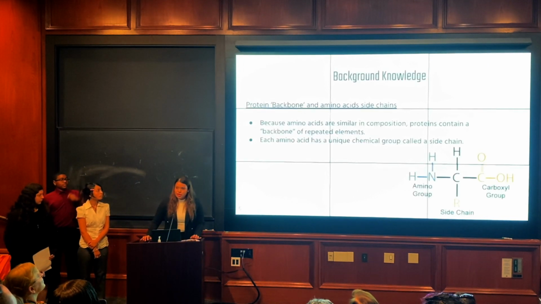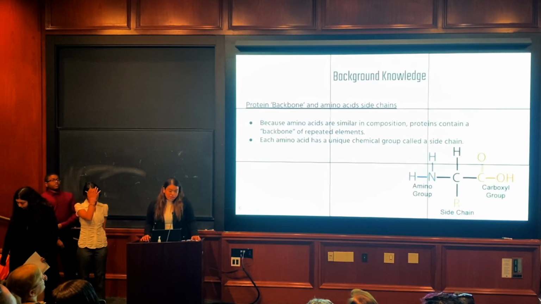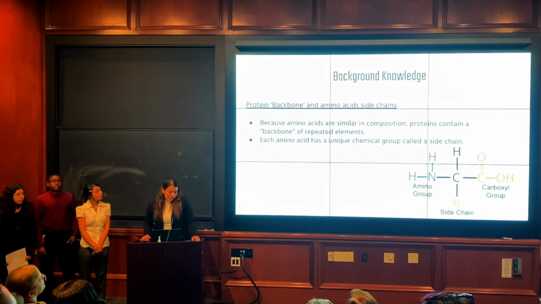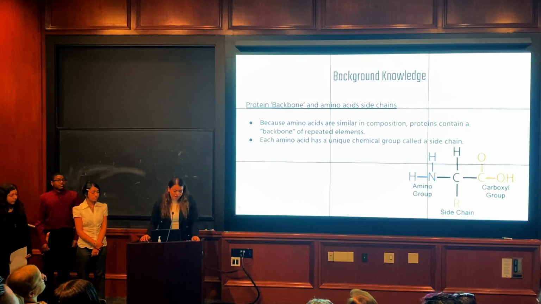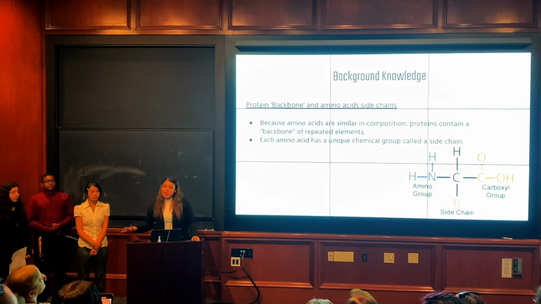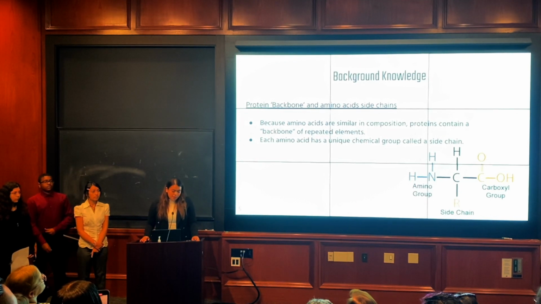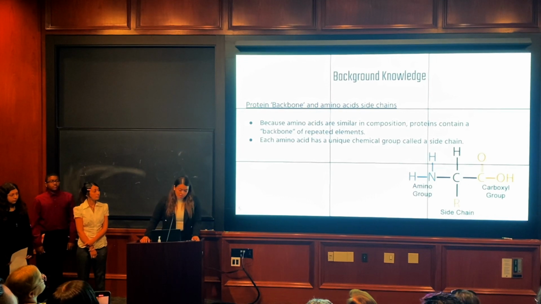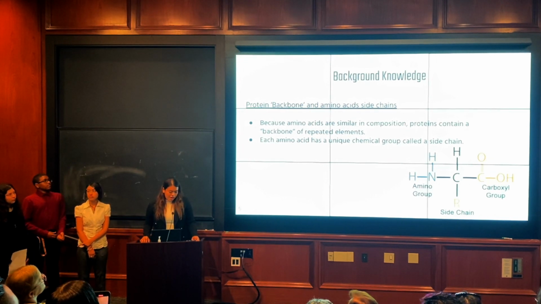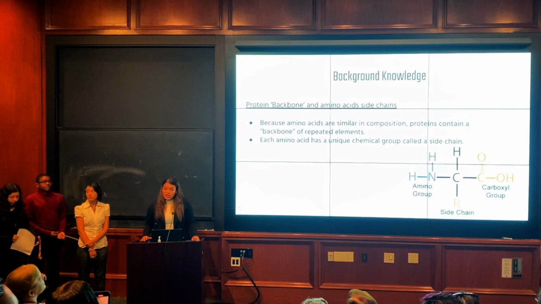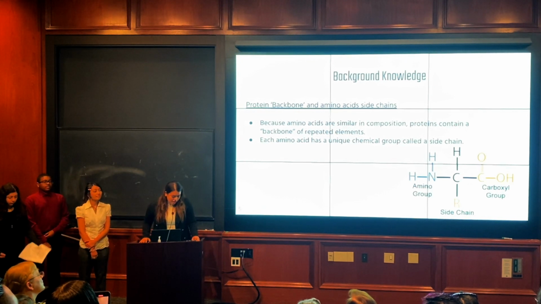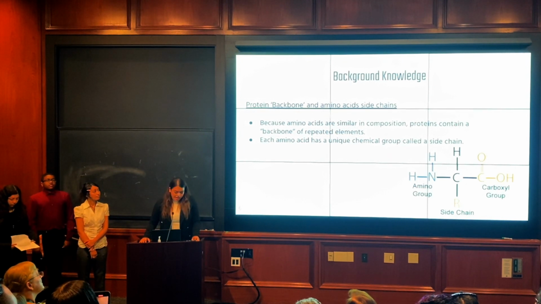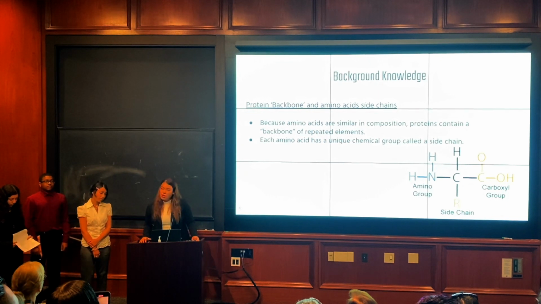A couple key points in our research are understanding the protein backbone and amino acid side chains. Every protein is made up of repeating chemicals bound together, which are known as amino acids. Each amino acid begins with the amino group and ends with the carboxyl group. The differences between the amino acids arise from the different chemicals known as side chains or R groups, which are bound to the central carbon atom. The interaction between all atoms, especially the side chains of the amino acids, determine how the protein folds in 3D.